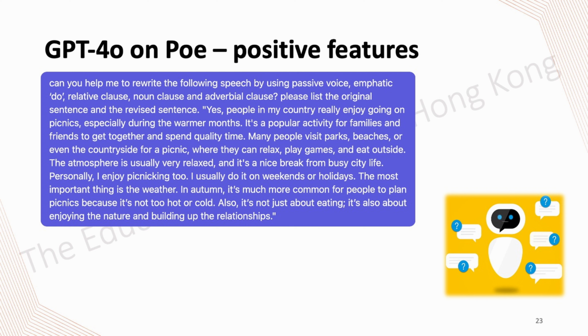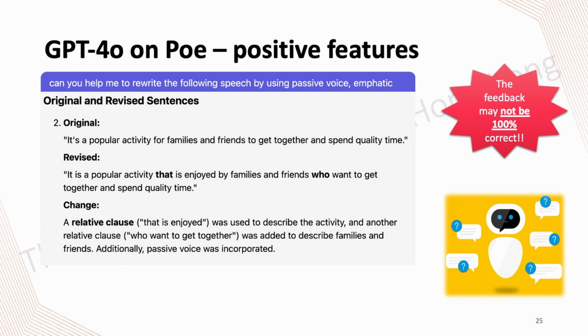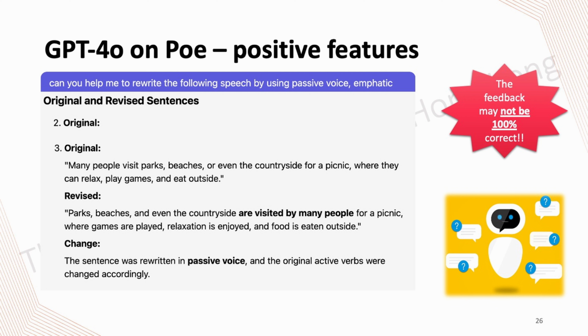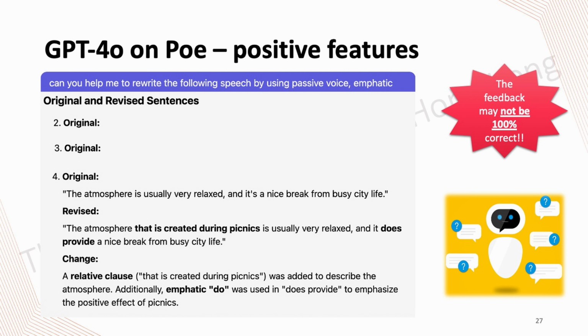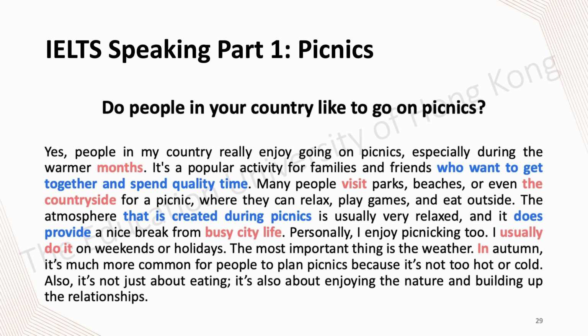Then, paste your revised speech after the question. Remember, the feedback may not be 100% correct. Please read the responses carefully and select the sentences that are more natural or sensible to you. As you can see my revision here, I have only selected 3 suggestions from the feedback as bold in blue.